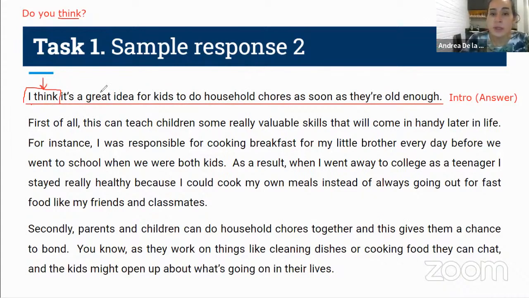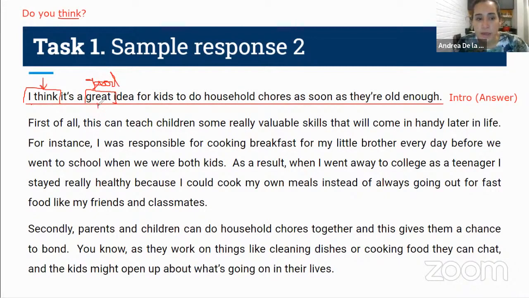Now, second thing he's doing, he's summarizing the idea a little bit because the whole idea was, is it a good idea for children to help their parents with household chores? So he's not saying, I think it's a good idea for children to help. He's summarizing it, he's shortening it a bit because obviously he doesn't have a lot of time. And he's also using some synonyms, right? Because he's not saying, I think it's a good idea. He's saying, I think it's a great idea.